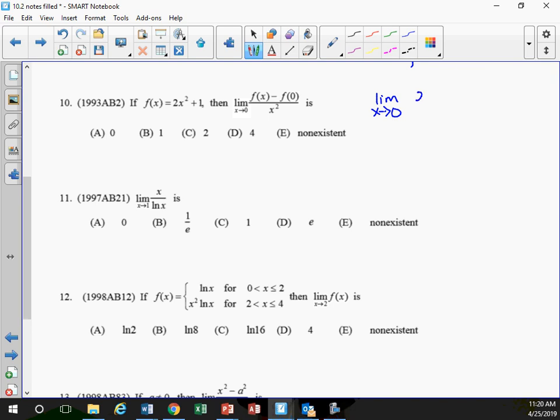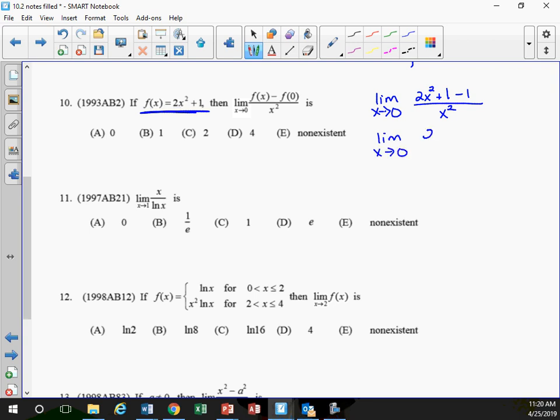2x squared plus 1, right? And then it says minus f of 0. Well, what's f of 0 going to be? We're just going back to this. 1 all over x squared. Everybody see where I'm getting those pieces from? Okay. So then I'm just going to simplify.